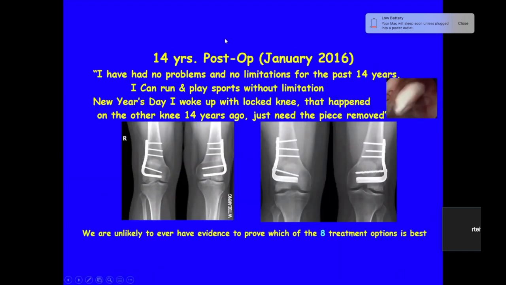I didn't see him again until 14 years later. In January 2016, he says, "I've had no problems and no limitation for the past 14 years. I can run and play sports without limitation. New Year's Day, I woke up with a locked knee. That happened in the other knee 14 years ago, and I just needed a piece removed." So he had arthroscopy with this osteochondral fragment from his OCD removed. And here he is in the extension film after 14 years. Here he is in the flexion film after 14 years, but he has no complaint.